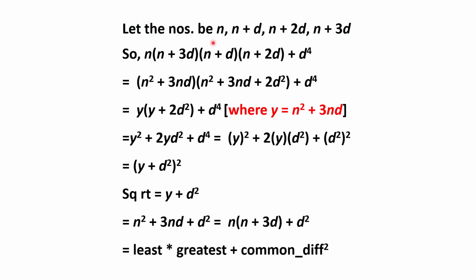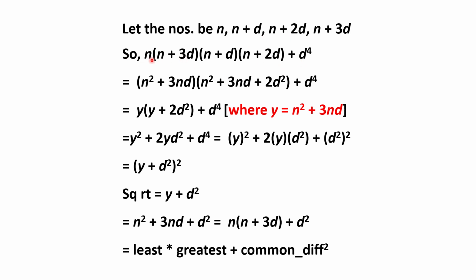Let the numbers in AP be n, n plus d, n plus 2d, n plus 3d. So the common difference is d. So the product of these four numbers, n into n plus d into n plus 2d into n plus 3d, plus d power 4, common difference power 4. Now we arrange as n into n plus 3d, that is smallest into largest, and n plus d into n plus 2d, that is the two middle numbers, plus d power 4.